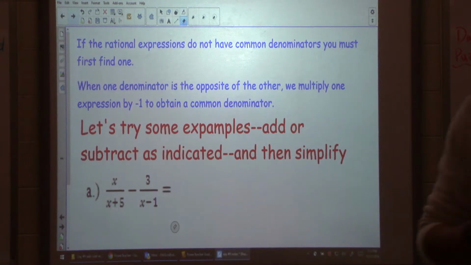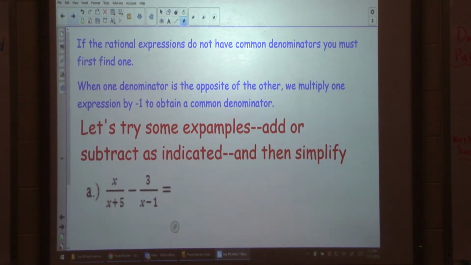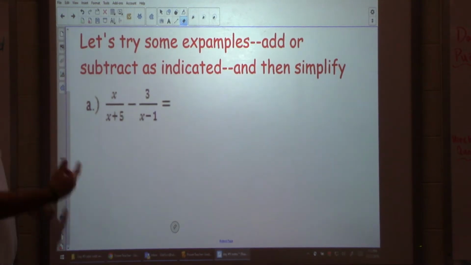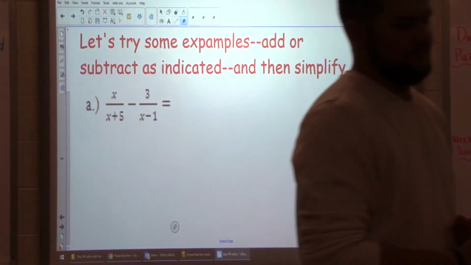Alright? They're the same type of problems. We're still adding and subtracting. We still need to find a common denominator. They're just a little more difficult. You will survive. You can do this. I have faith in you. When one denominator is opposite the other, we multiply by -1 to get a common denominator. If we come across it, we'll see. Yesterday was really easy. You can figure out least common denominators by multiplying them.